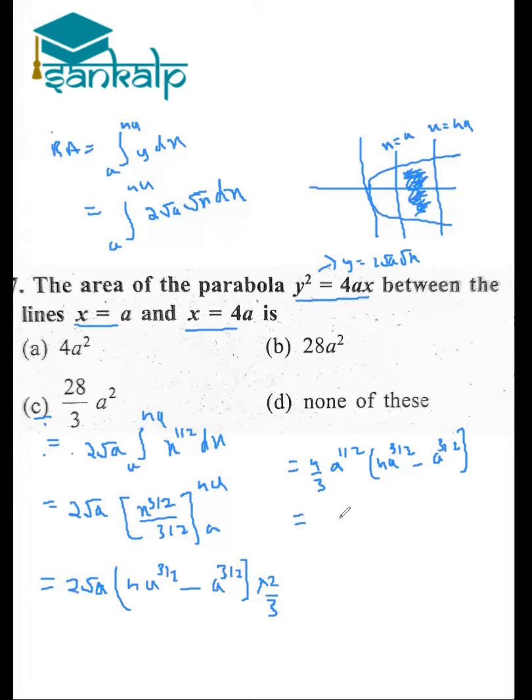On simplifying, when we multiply these and simplify, we get 32a square upon 3 minus 4a square upon 3. So on simplifying further, we get 28 upon 3a square. That is option C. The right option is option C.